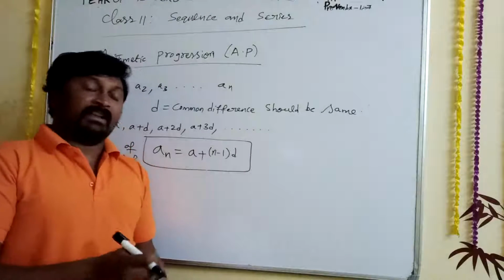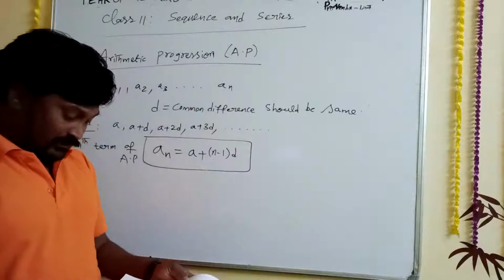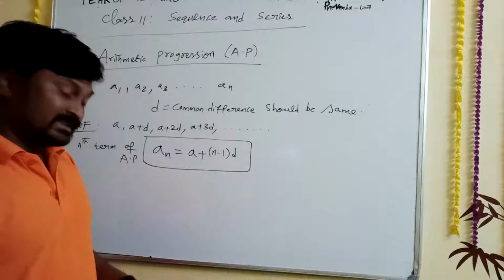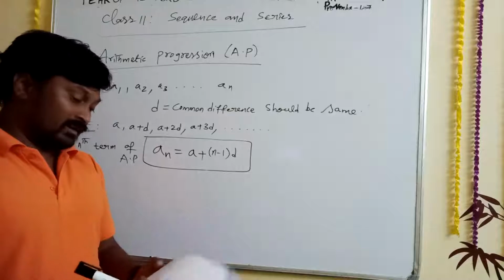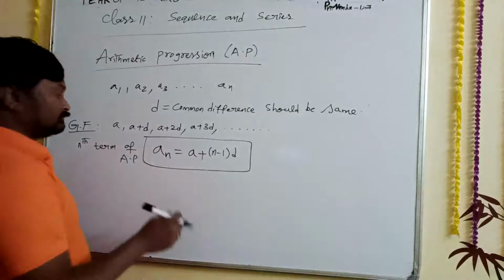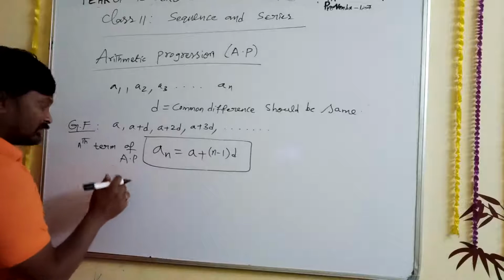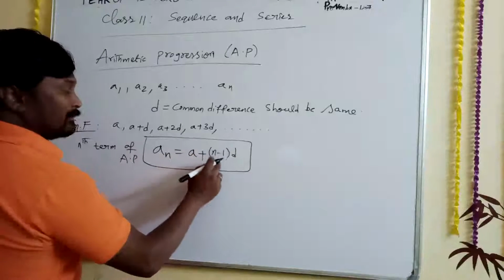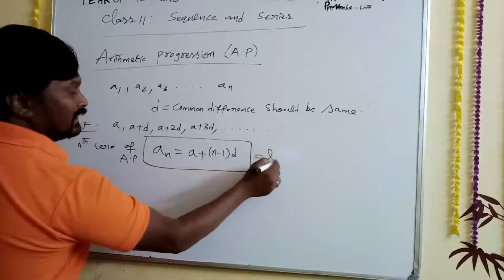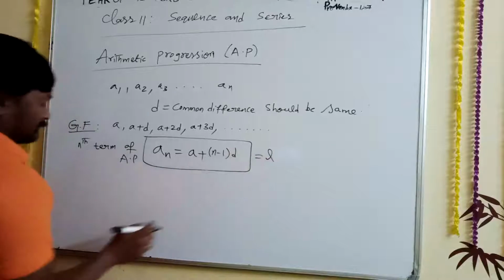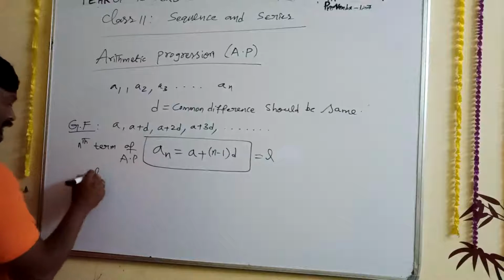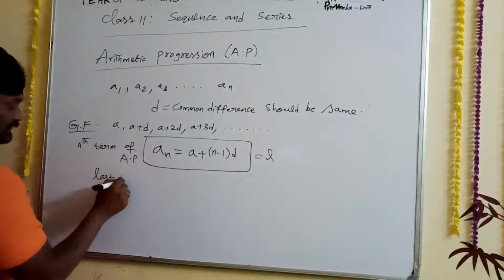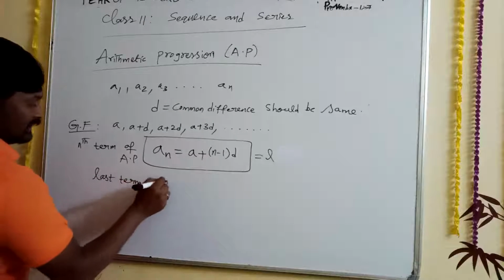Now, if it is the last term, how do we find it? Last term is also A plus n minus 1 into D. This nth term we can call the last term also. So AN is equal to A plus n minus 1 into D, which is equal to L. L is nothing but the last term. So I will write here last term is equal to L.